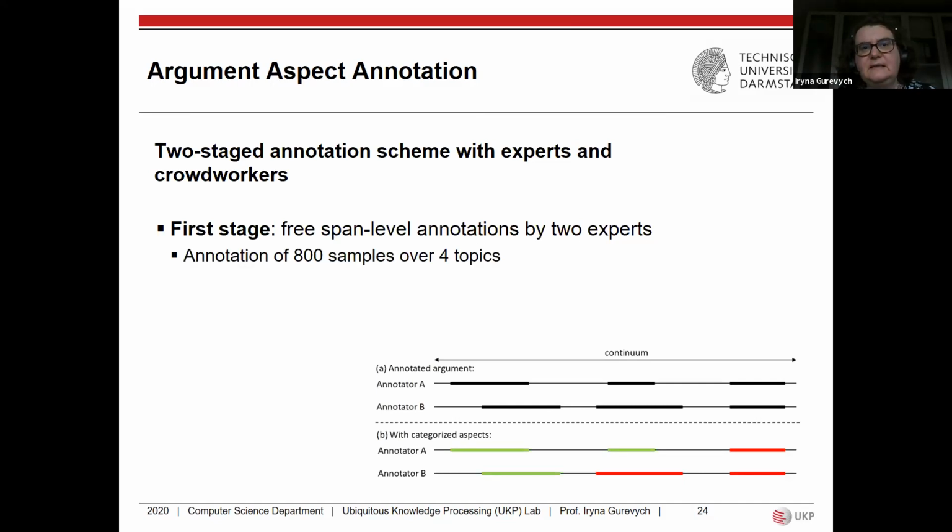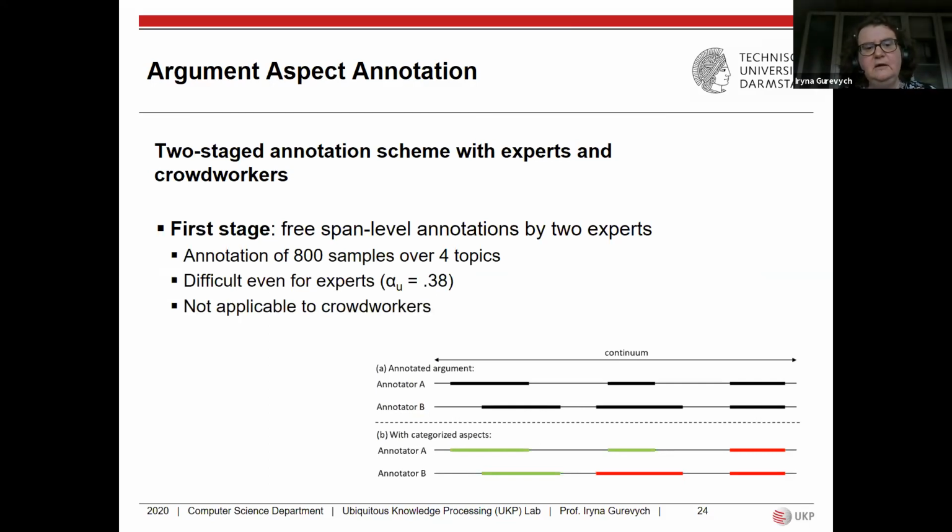They annotate 800 samples from 4 topics, and we compute the agreement, which results in Krippendorff's alpha of 0.38, indicating that the agreement is moderate and not very high, and that the task is fairly difficult. That also means that this approach cannot be scaled to crowd workers, because the task is just too hard.